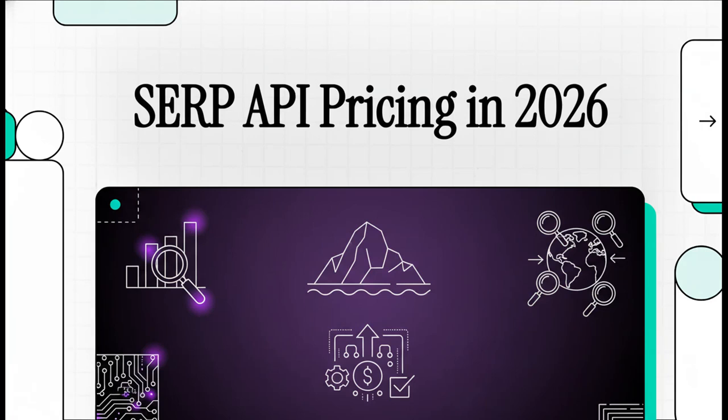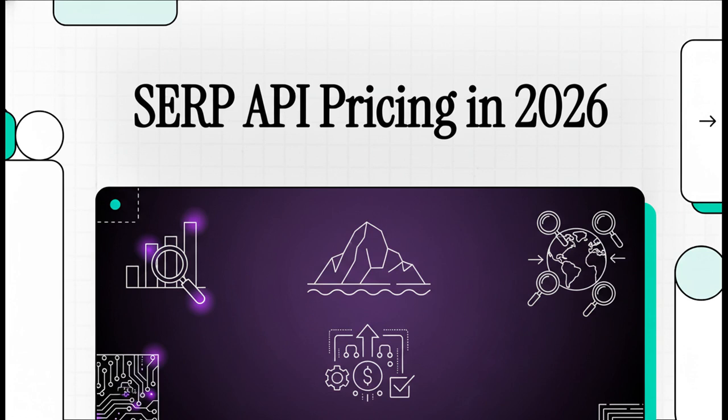Welcome to the Explainer. If you're building applications, training AI models, or running large-scale SEO campaigns, you already know that search data is absolutely invaluable. But here's the catch. When you're shopping for a tool to extract that data, the advertised pricing is almost always just the tip of the iceberg. What looks like an amazing deal on a vendor's pricing page can quickly become a literal budget-draining nightmare once you actually start running your queries.